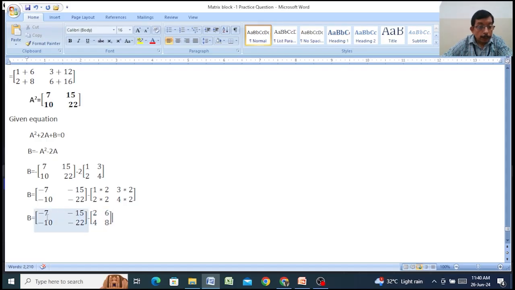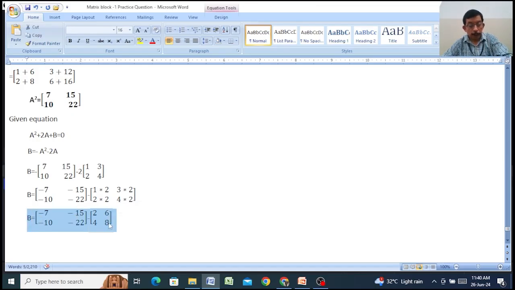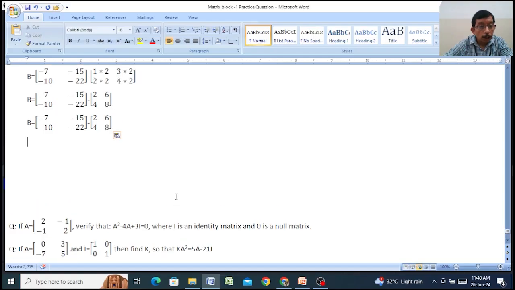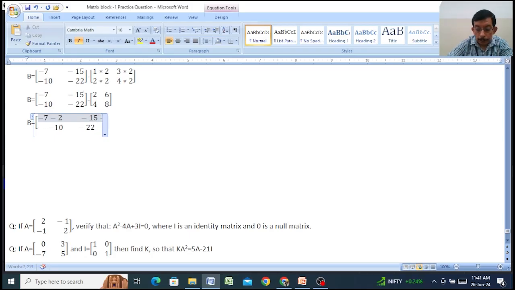Now the subtraction of two matrices, apply the condition of subtraction and in the next step. Minus 7 subtract minus 2, minus 15 subtract minus 6, minus 10 minus 4, minus 22 minus 8.